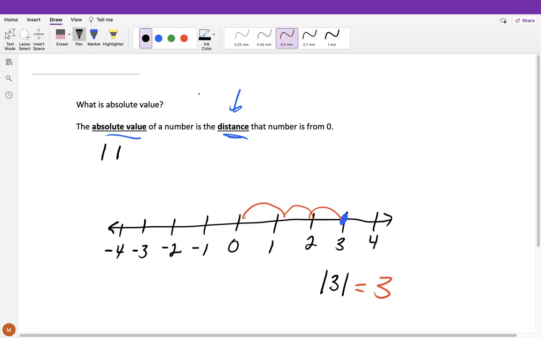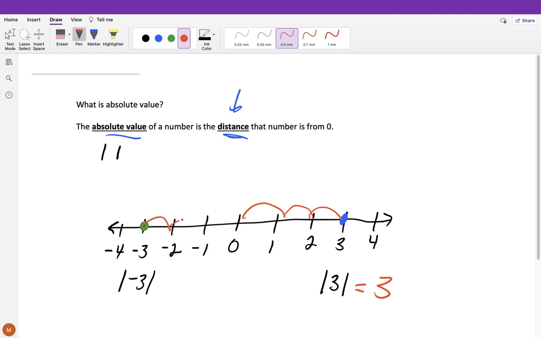And same thing, if I said, okay, well, what is the absolute value of negative 3? Well, we would denote that by the absolute value of negative 3. And it doesn't matter here. I'm also counting 1, 2, 3 units away from 0. So even though that number was negative 3, the absolute value of it is still 3, because we're measuring how far away, what is the distance that number is from 0. So you have to truly understand that in order to be able to start solving these equations.